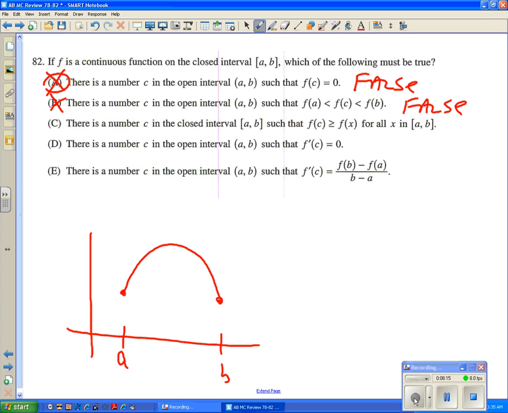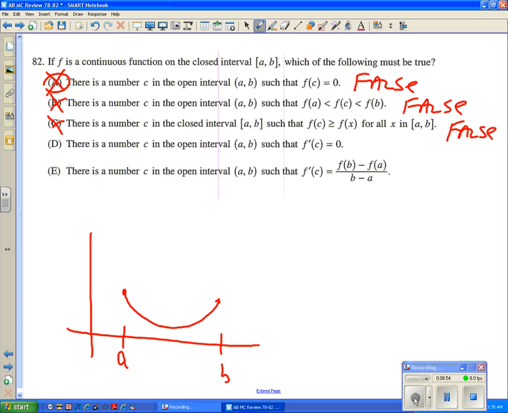In letter C, it says there's a number C in the interval such that f of C is greater than f of x for all x's in the interval. Well, again, that doesn't need to be true. F of C implies that there has to be a max, and there doesn't have to be a max in that interval. It could be a situation like this, where all C's between A and B are less than. It's not a must statement again. It could be, but it's not necessarily true.